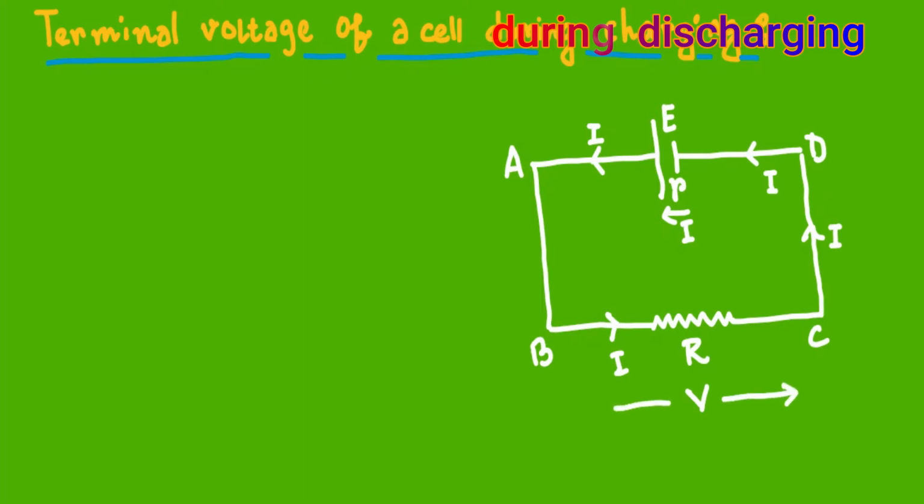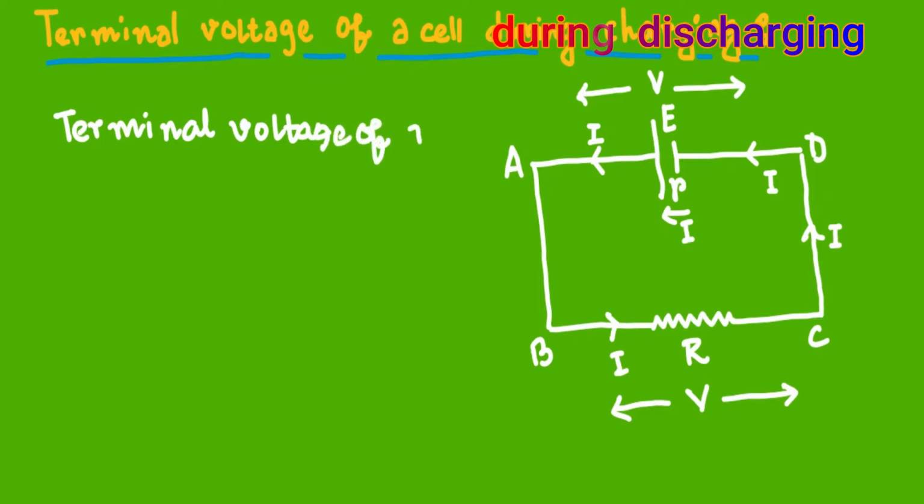V is the potential difference across the external resistance, and V is also the terminal voltage of the cell of EMF E. The cell of EMF E is connected to the external resistance capital R in parallel combination. That's why potential difference across the resistance capital R will be same as the terminal voltage of the cell.